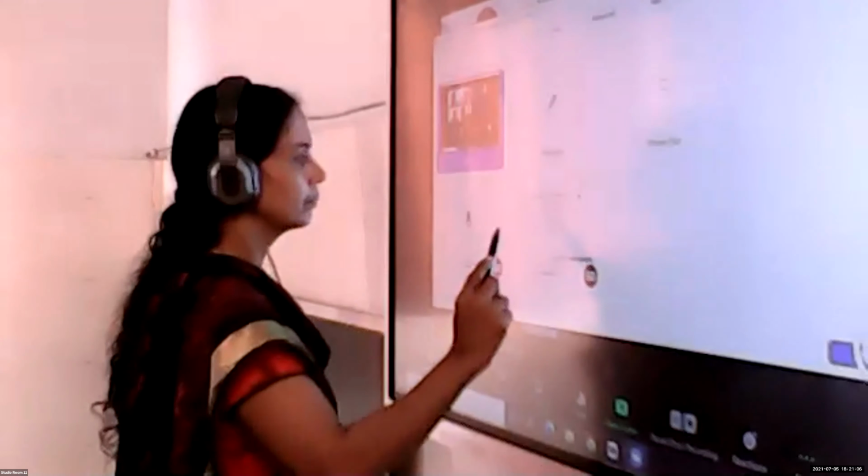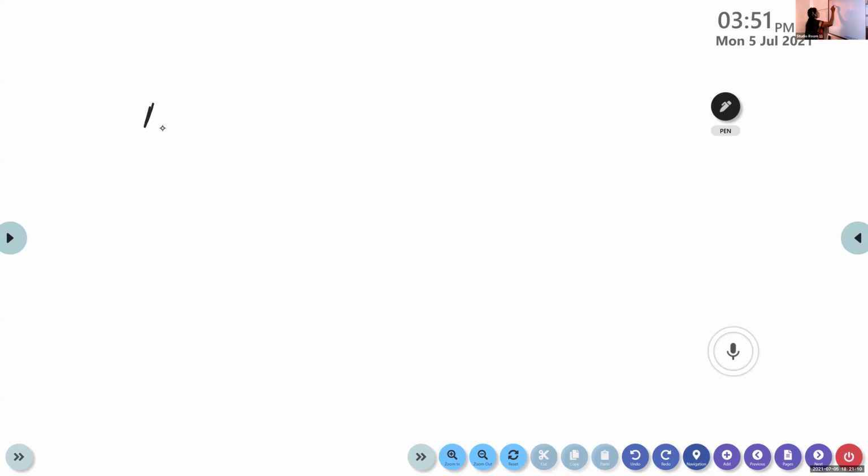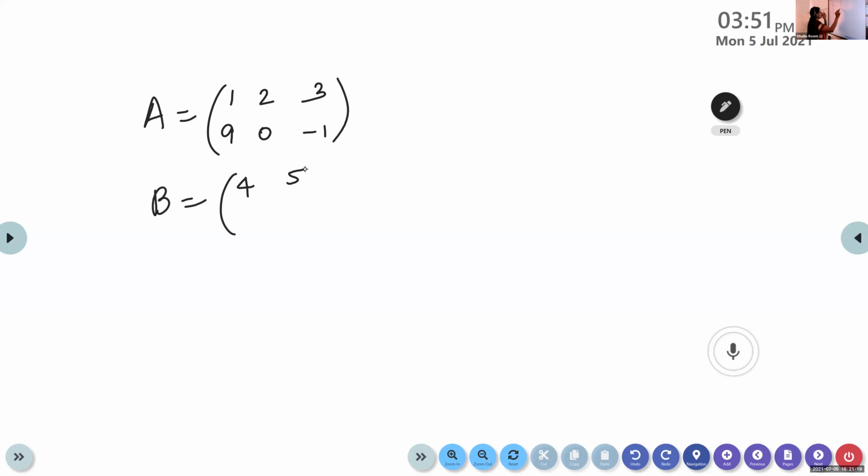Look at the next example. Suppose A is equal to the matrix 1, 2, 3, 9, 0, minus 1. B is equal to the matrix 4, 5, minus 3, minus 2, 1, 7. So what is A plus B? Look here. A is a matrix of order 2 by 3. B is a matrix of order 2 by 3. So the matrices are of the same order. Now we can add. How to add?